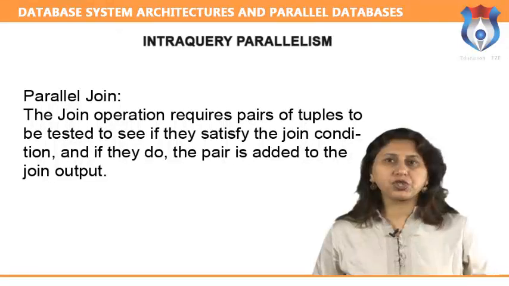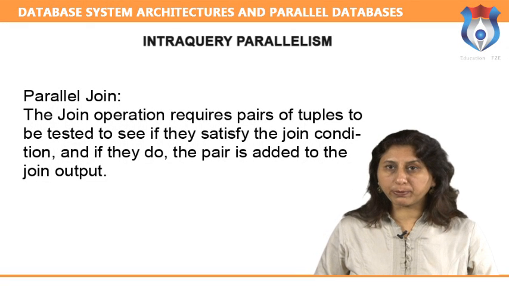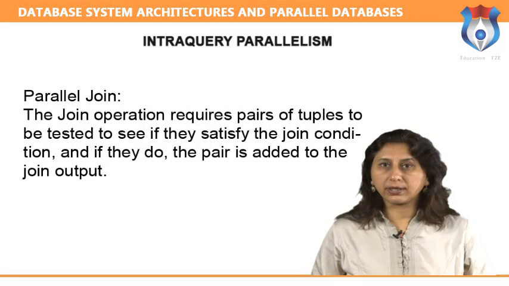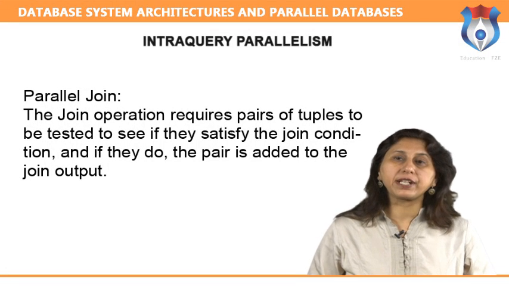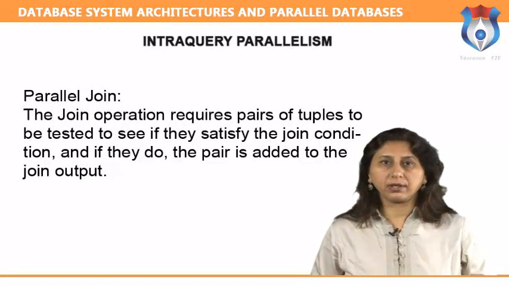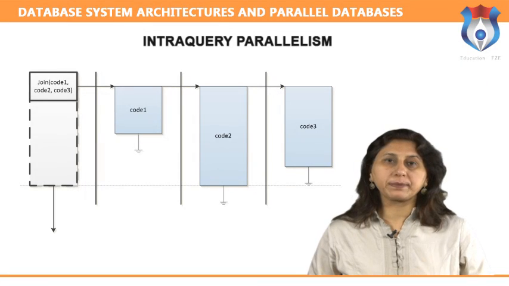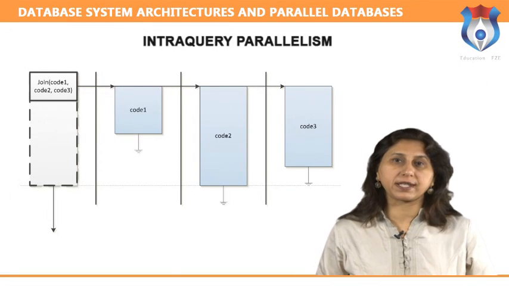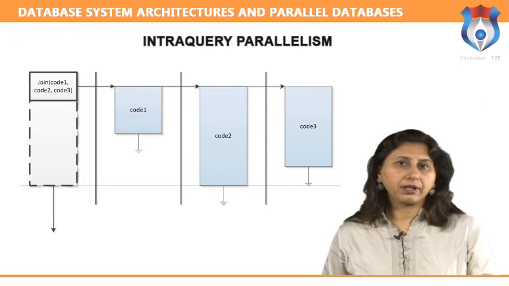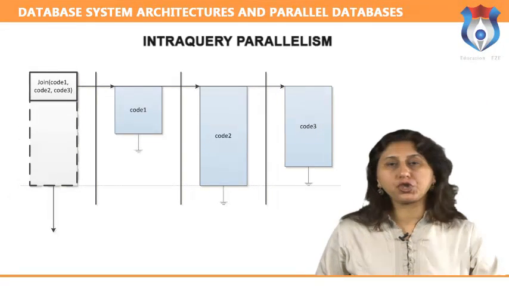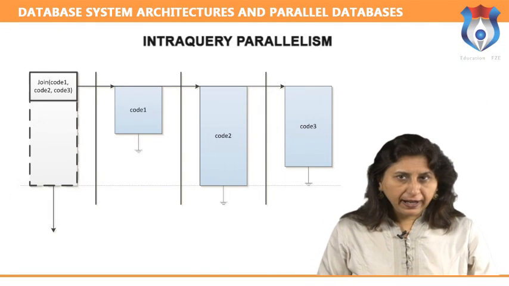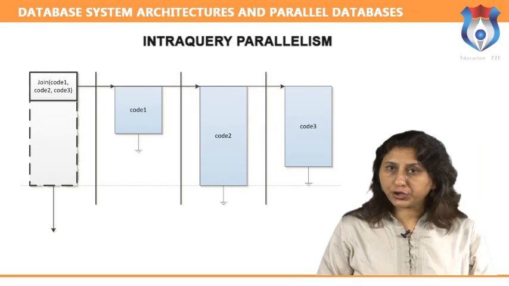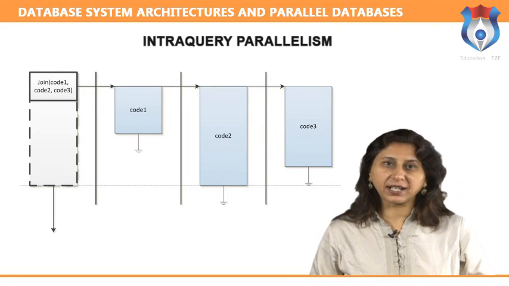The join operation requires pairs of tuples to be tested to see if they satisfy the join condition, and if they do, the pair is added to the join output. Parallel join algorithms attempt to split the pairs to be tested over several processors. Each processor then computes part of the join locally. In a final step, the results from each processor can be collected together to produce the final result.